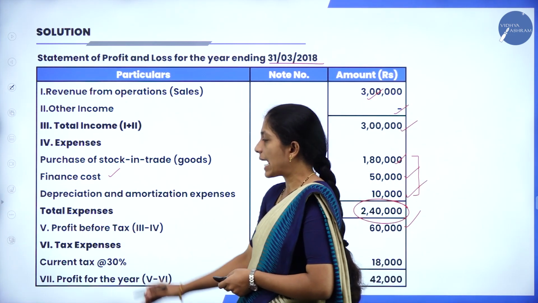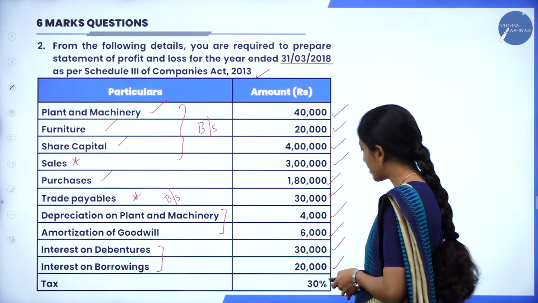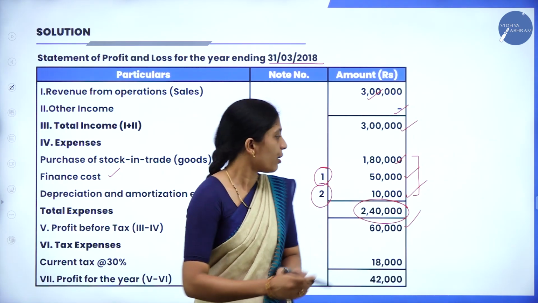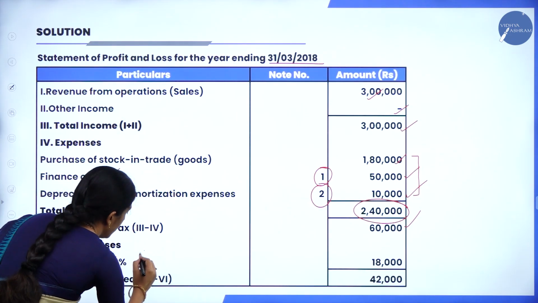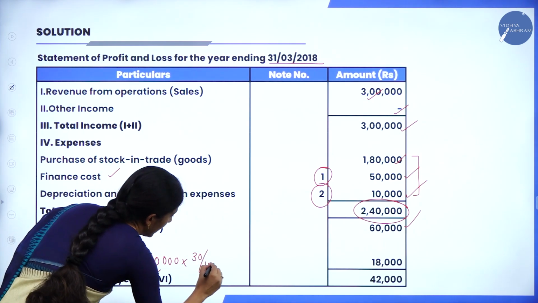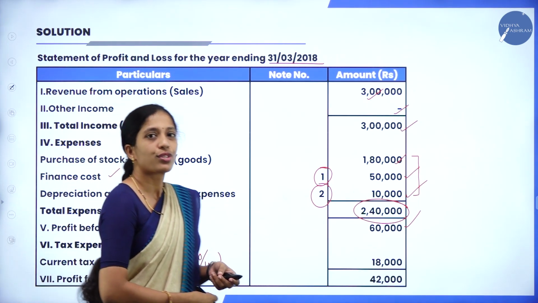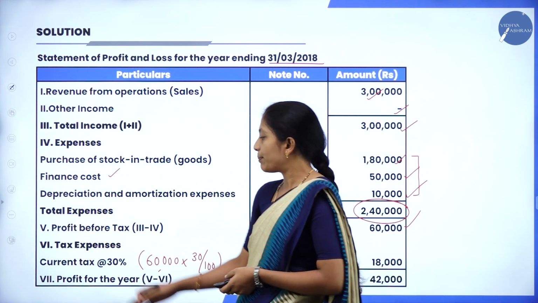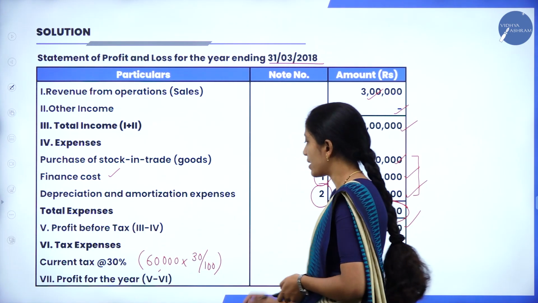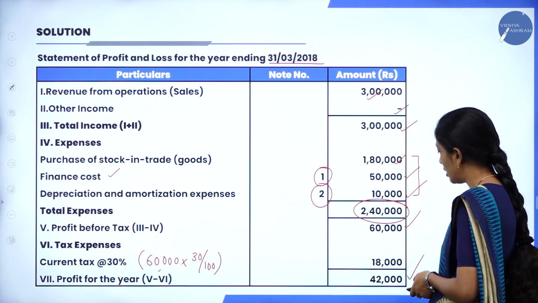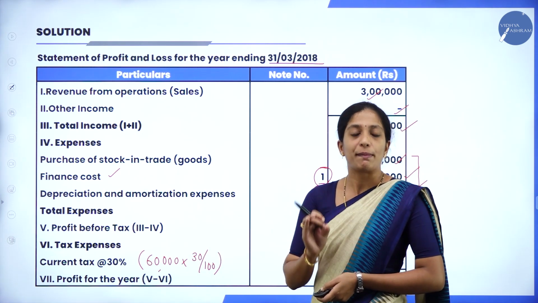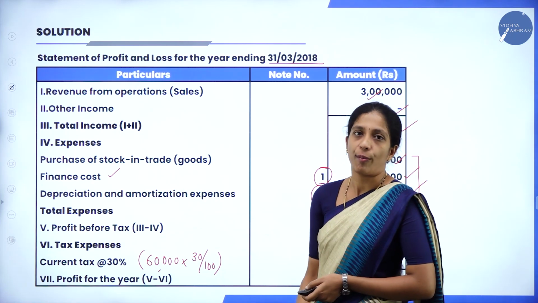Next, 6th is tax expenses. So, they have clearly given tax is 30%. 30% is calculated on what? That is on profit before tax. So profit before tax is 60,000. 60,000 into 30 divided by 100. So, we will get 18,000, that is tax. Next, how do you get profit after tax or profit for the year? Profit before tax minus tax expenses. So, here it is 60,000 minus 18,000, 42,000 will be the answer. That is profit for the year. Hope you are clear. The problem is too simple, children. Just know the format. Okay.